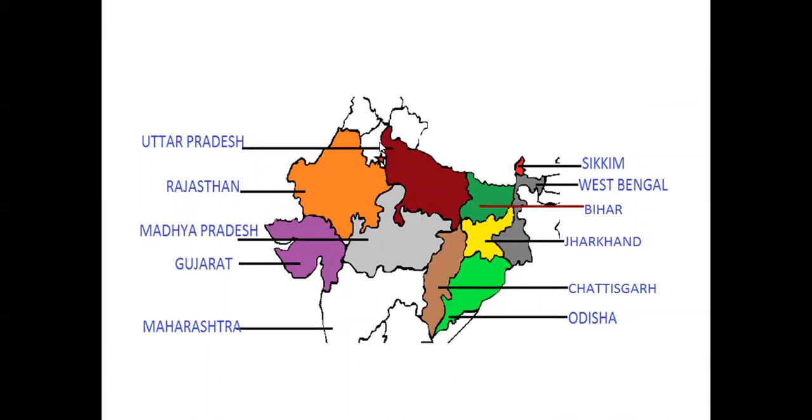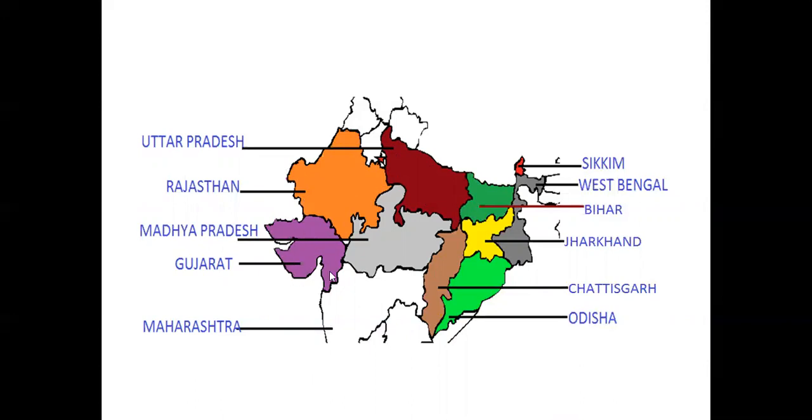So children, we will take it from the outline. What is coming first? Uttar Pradesh. We will take the first one. This is Uttar Pradesh. Uttarakhand and Uttar Pradesh were together, and that got divided into Uttarakhand and Uttar Pradesh. That Uttarakhand we will see later. Now we will see only this Uttar Pradesh. Next, Rajasthan is the largest state in India.